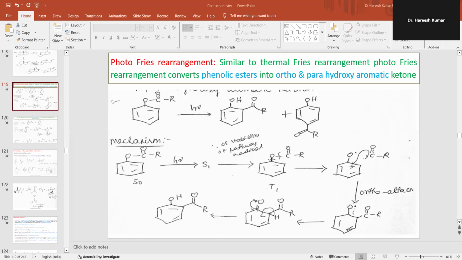The product is hydroxy acyl phenols. Otherwise, we can call it hydroxy ketones. Of course, we can retain this ketone because it is a ketone only. Okay, fine. So this is the mechanism as well as the reaction of photo Fries rearrangement. Acetoxybenzene on irradiation gives ortho or para hydroxy acyl phenols as the products. Let us take one more example in the next slide.